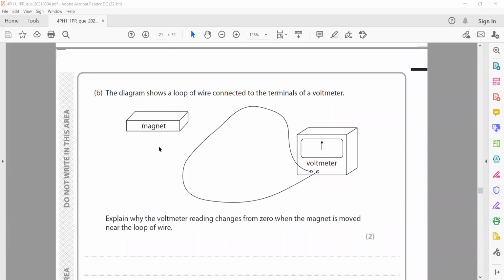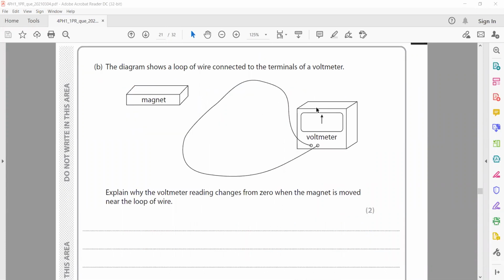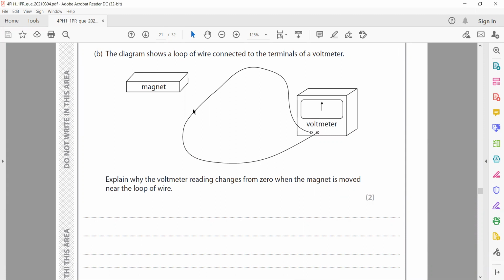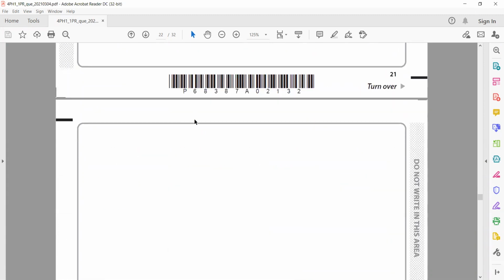The diagram shows a loop of wire connected to a terminal to a voltmeter. Explain why the voltmeter reading changes from zero when the magnet is moved. So when we move the magnet, there is a change in magnetic field, and due to the change in magnetic field, there is an induced EMF. That's electromagnetic induction.